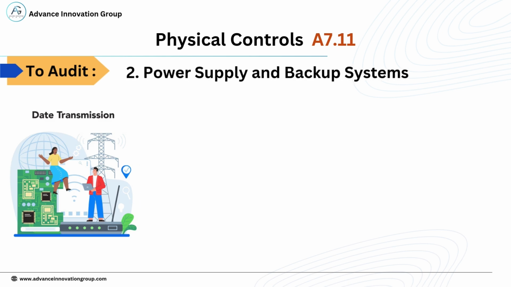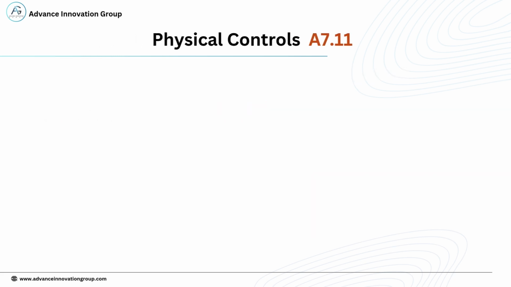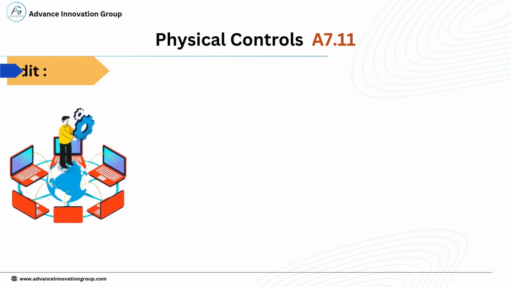Physical controls A 7.11 audit. Second, power supply and backup systems. Verify that critical facilities are supported by uninterruptible power supply, UPS systems, and backup generators, regularly tested and maintained. Ensure that automatic failover mechanisms are in place for seamless transitions to backup power in case of disruptions.